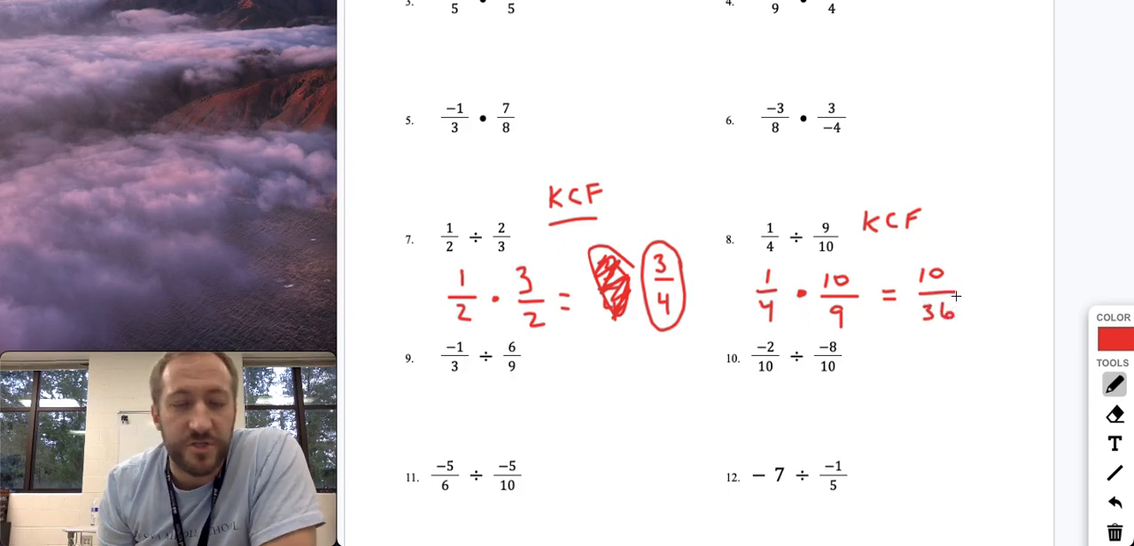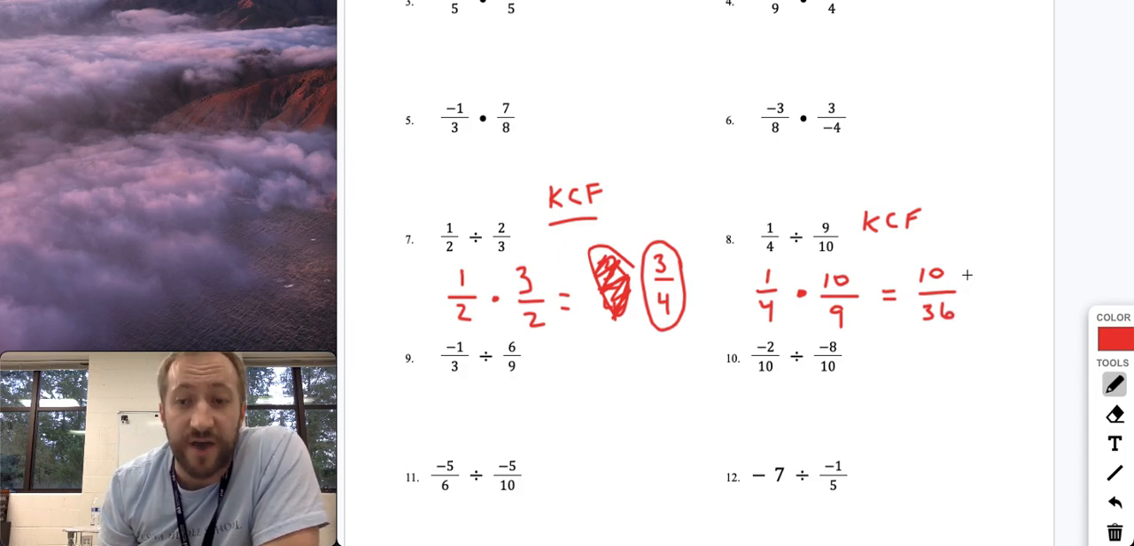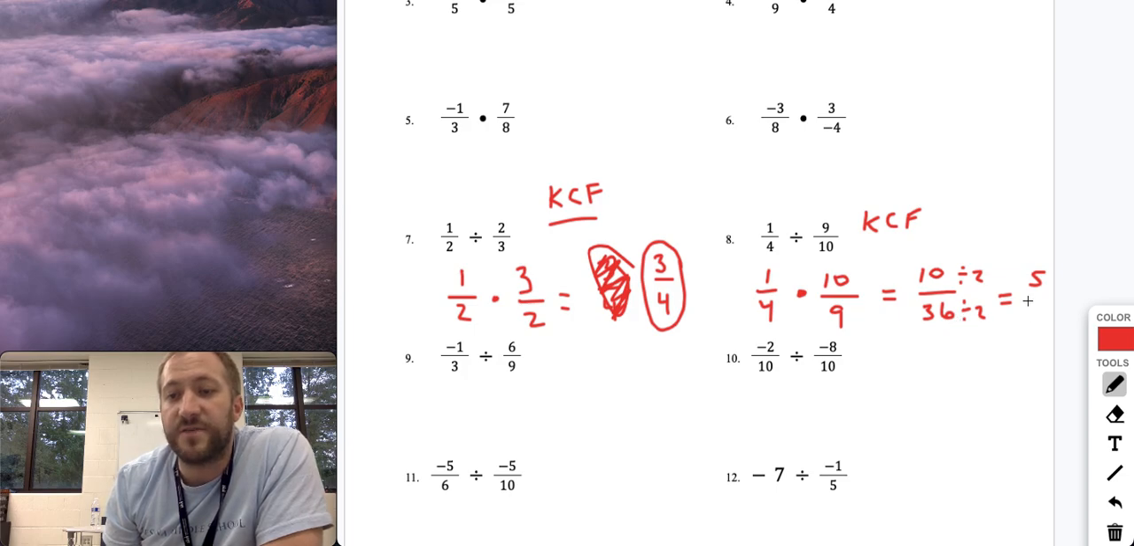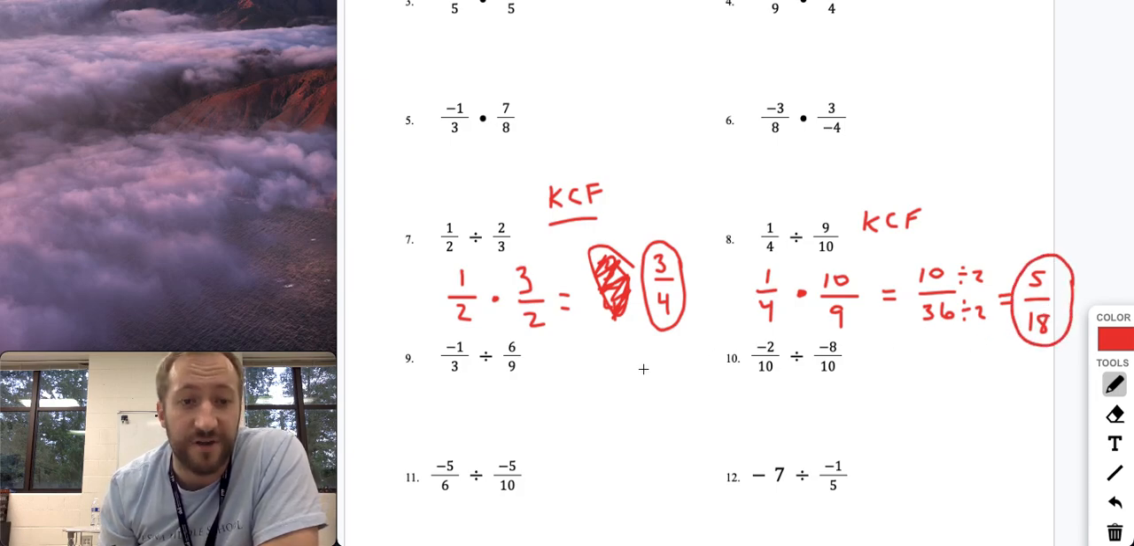And now I just have to check if I can simplify. Whenever I have two even numbers, I know that I can simplify. Every even number has a factor of 2. It might take me a few steps, and I might have to simplify a few different times, but I know 2 always works for even numbers. So 10 divided by 2 gives me 5. 36 divided by 2 gives me 18. And there's nothing else I could simplify this with. There's no other greatest common factor, so that's it right there.